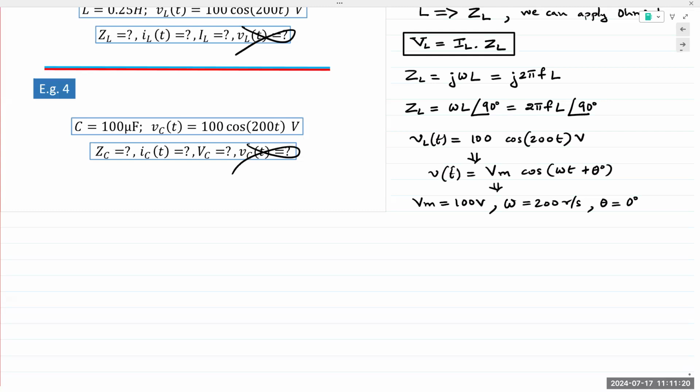Again, when we wish to find impedance, we need omega. So to find omega, we compare the given voltage source or the current source with a standard expression and extract information about three quantities: the magnitude, the frequency, and the phase. So magnitude here is 100 volts, frequency omega is 200 radians per second, and the phase is 0.